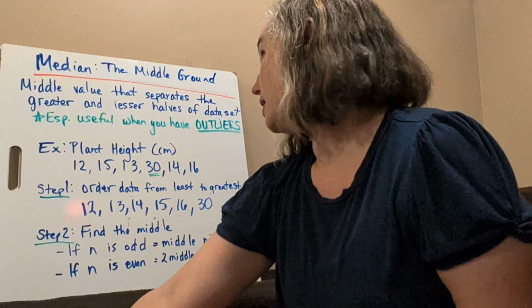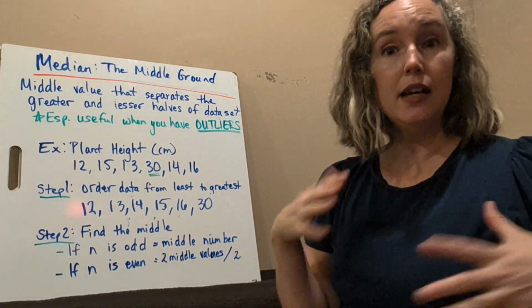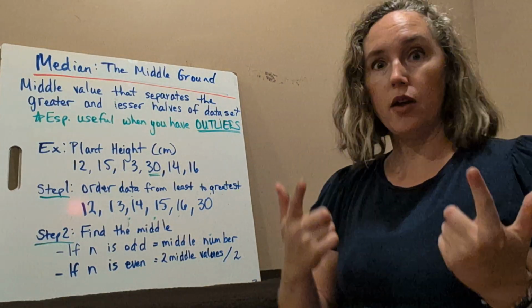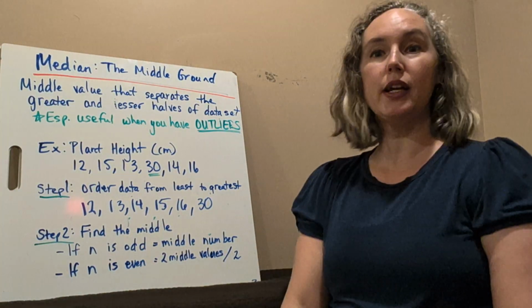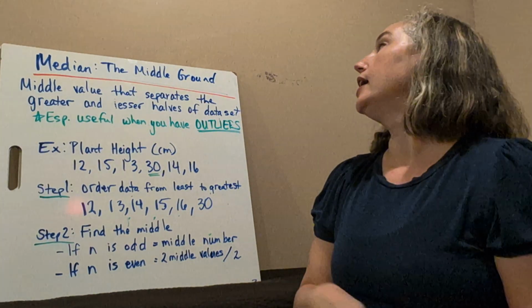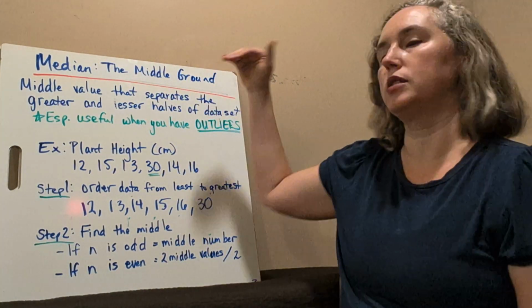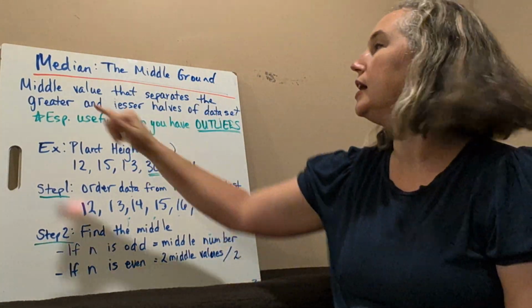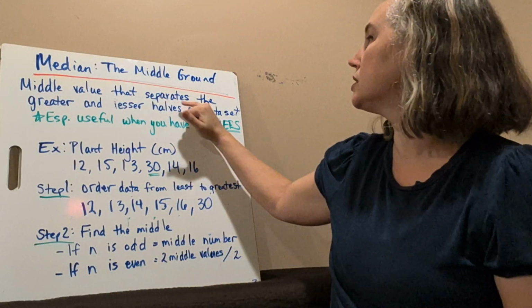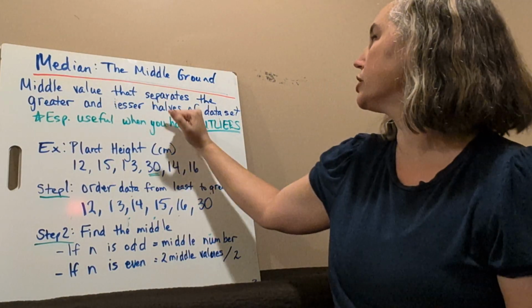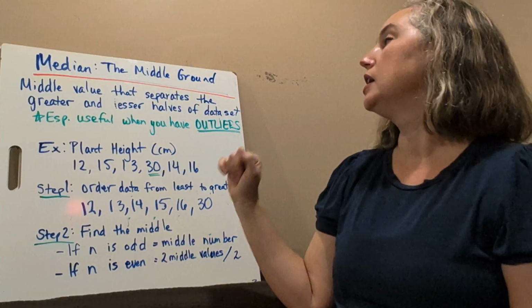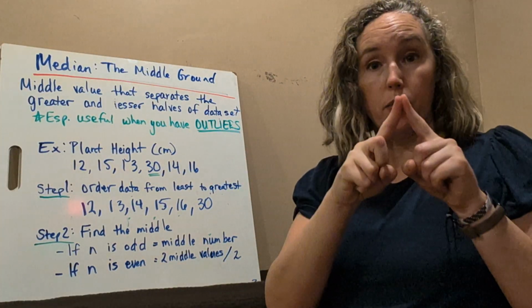Next is median. Median is often ignored, but it's very important, especially in biology. But this is your middle ground. The formula sheet quotes it as saying it's the middle value that separates the greater and lesser halves of the data set. So it's the middle number.